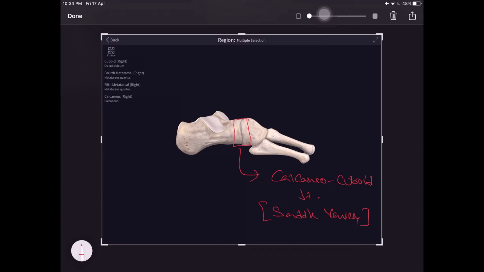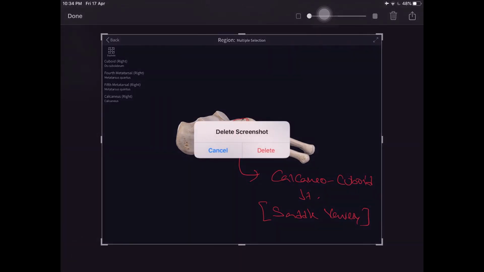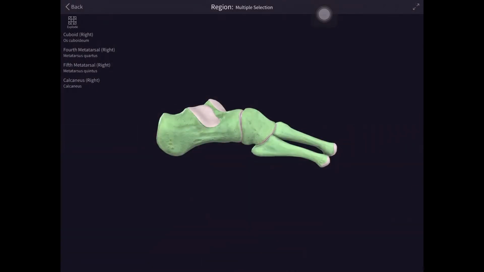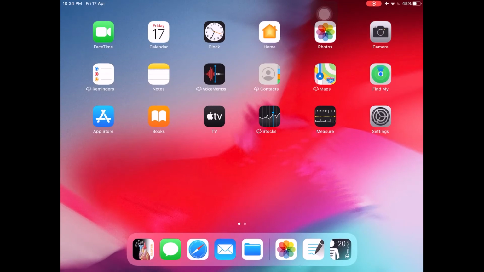Upper limb example is your first CMC joint, first carpometacarpal, which is in the thumb. Lower limb example is this one. Okay, so it is very simple and easy. It's straightforward also. So we are done with the anterior and posterior surfaces. Next is the dorsal, also called superior surface.